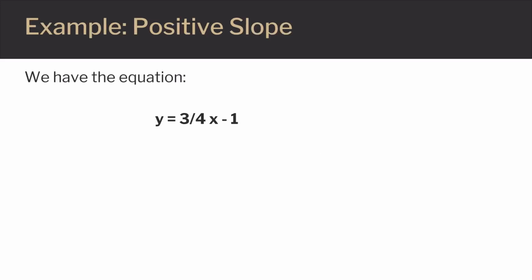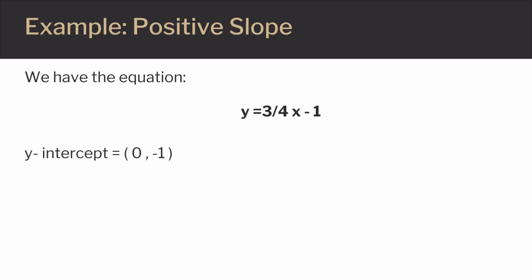Let's do an example. Say we have the equation y equals 3/4 x minus 1. The first place to start is to determine the y-intercept. We see that b equals -1, so the y-intercept will be the point (0, -1). Next, we need to identify the slope. The slope is the number before the x variable. In this case, the slope is 3/4.